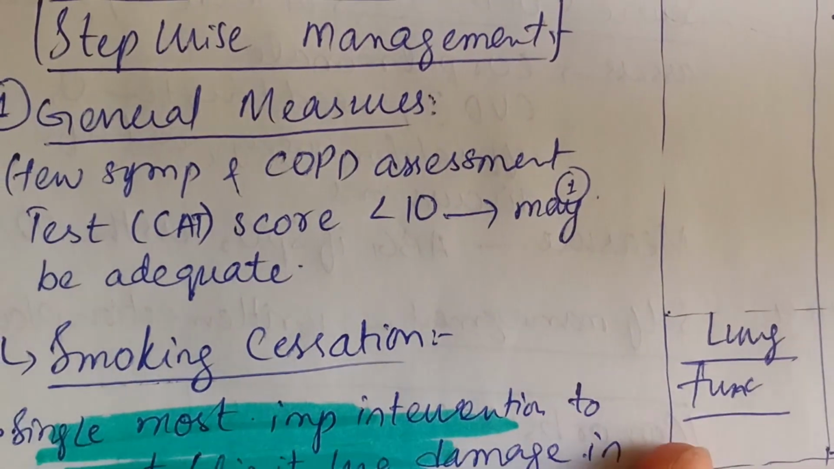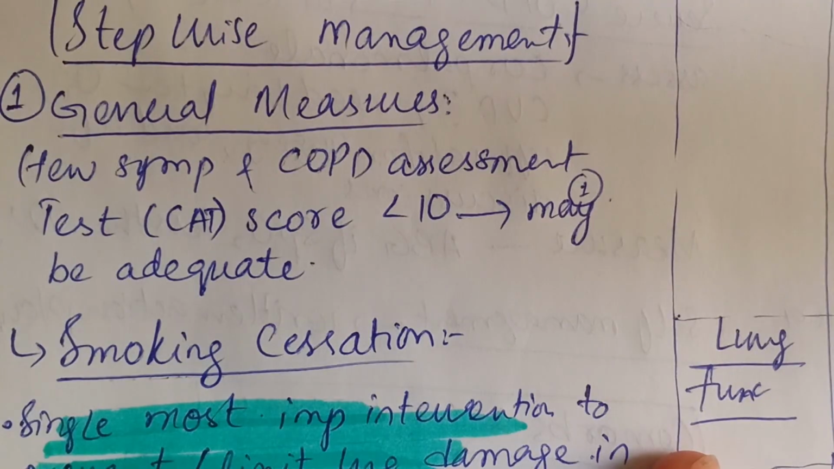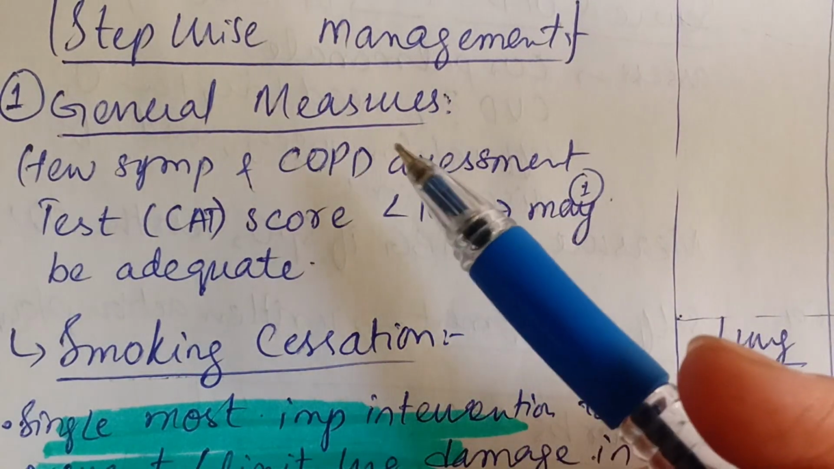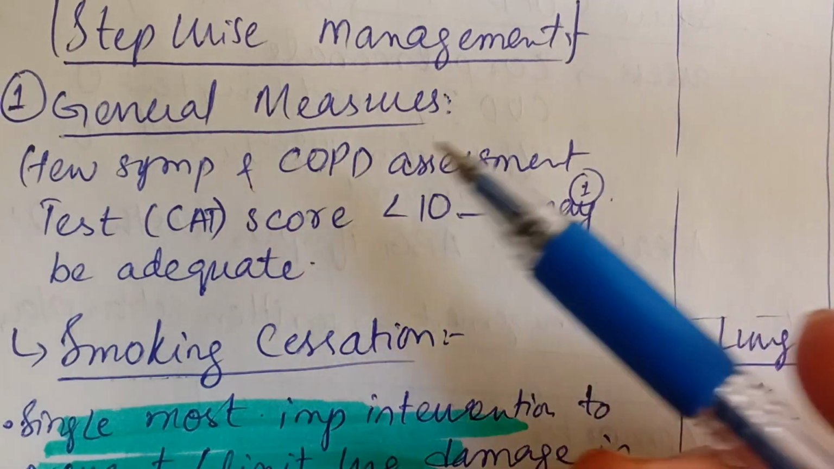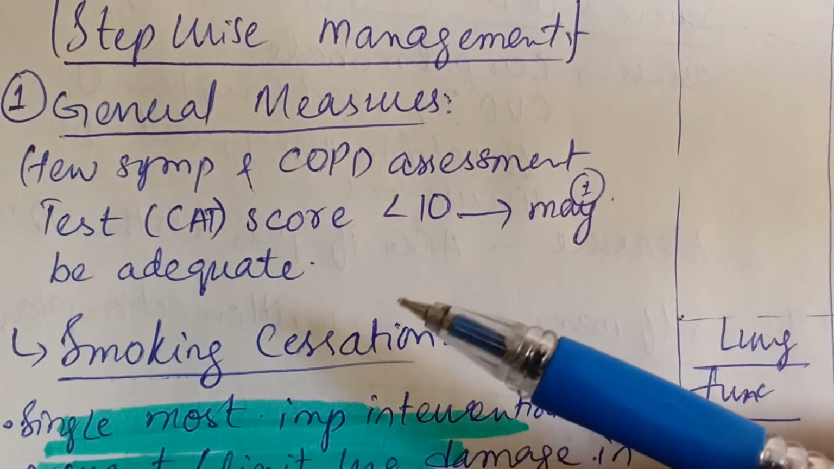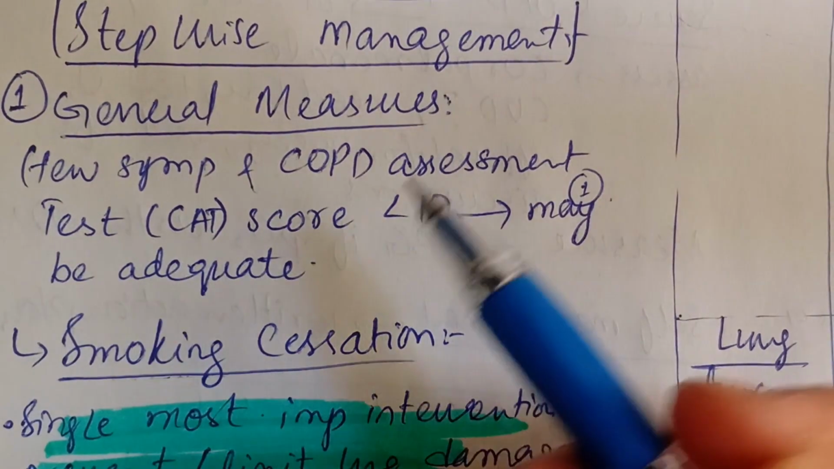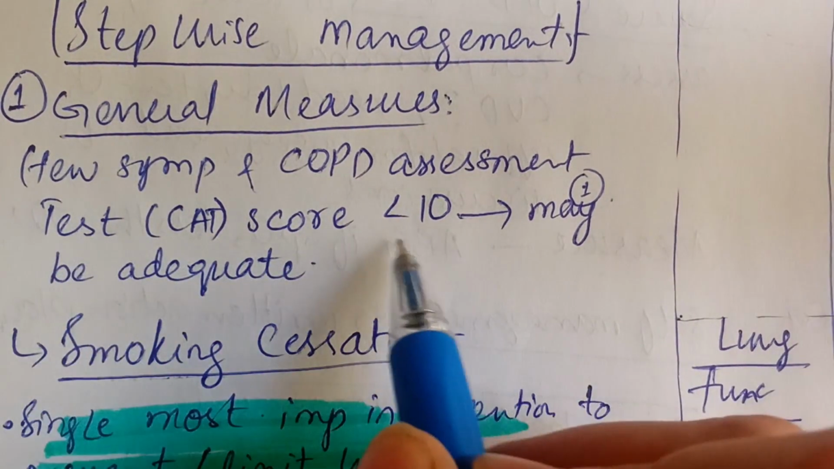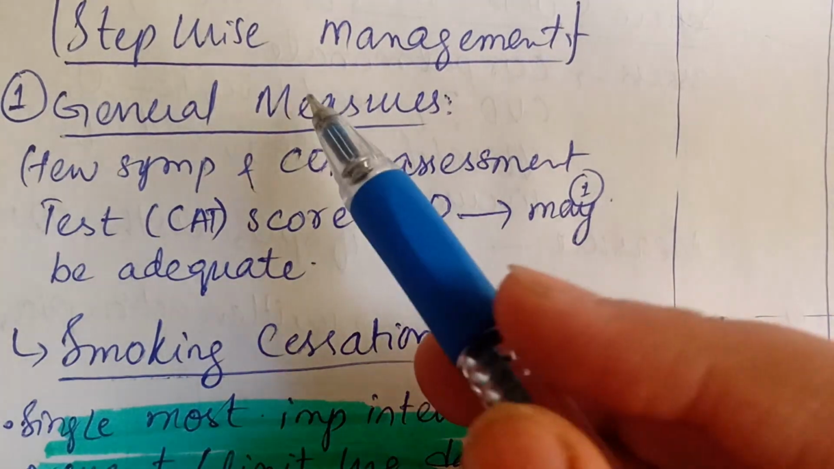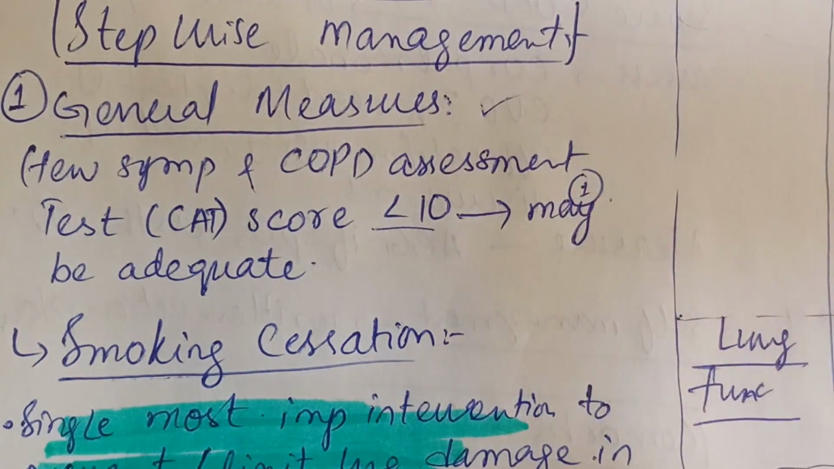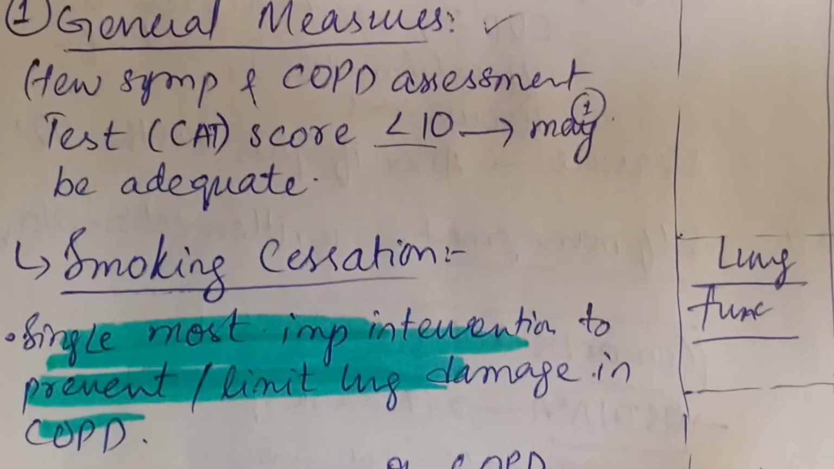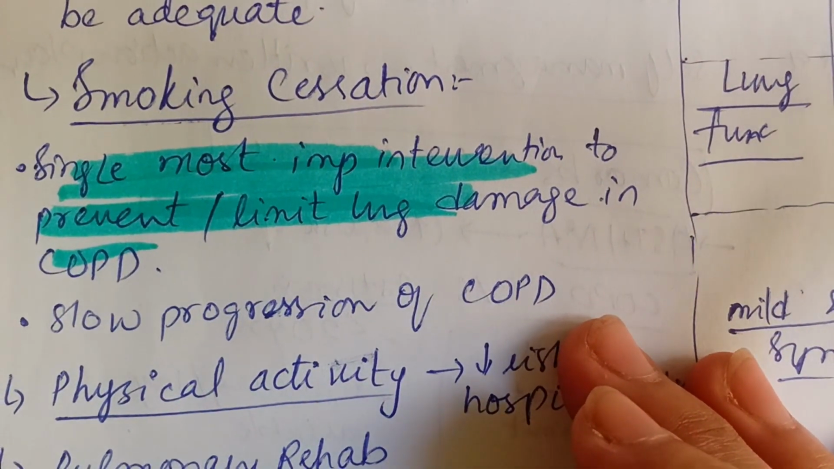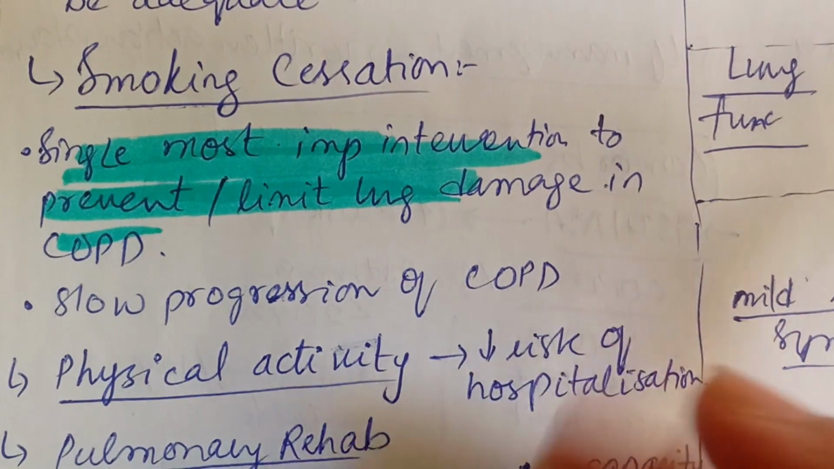COPD actually has non-drug and drug therapy. In non-drug therapy, we are going to be starting with the general measures. General measures can be considered adequate for the patients who have few symptoms, and the COPD assessment test score is less than 10. So general measures can be adequate. Number one, and a very important part of the general measures, is smoking cessation.